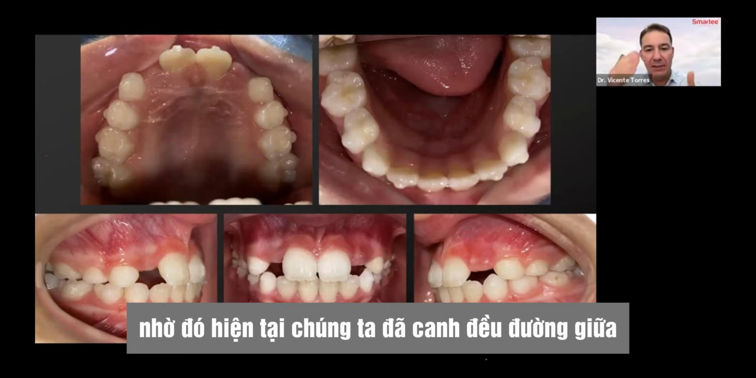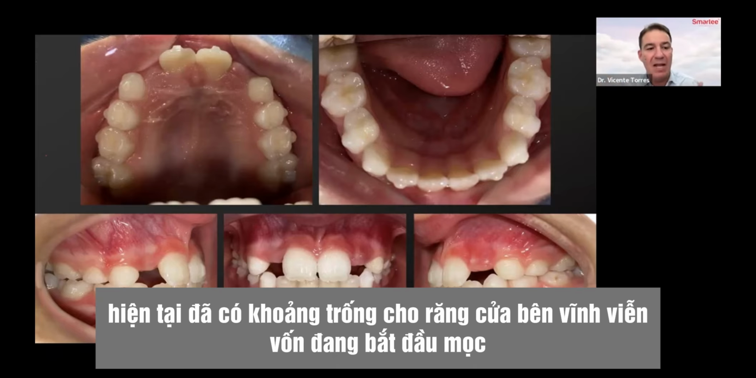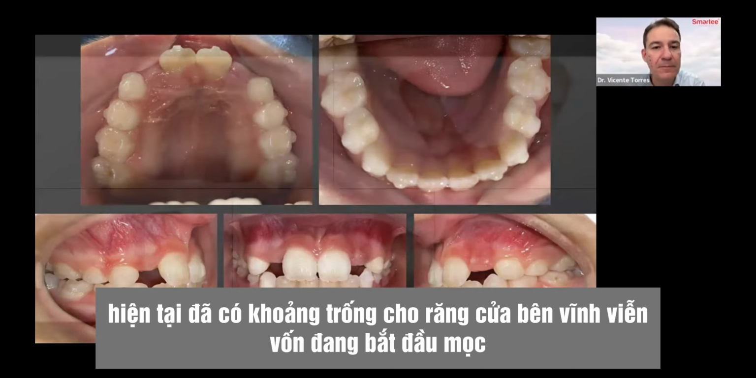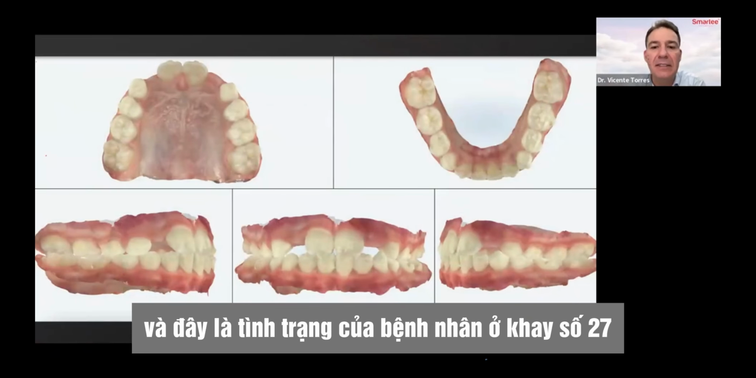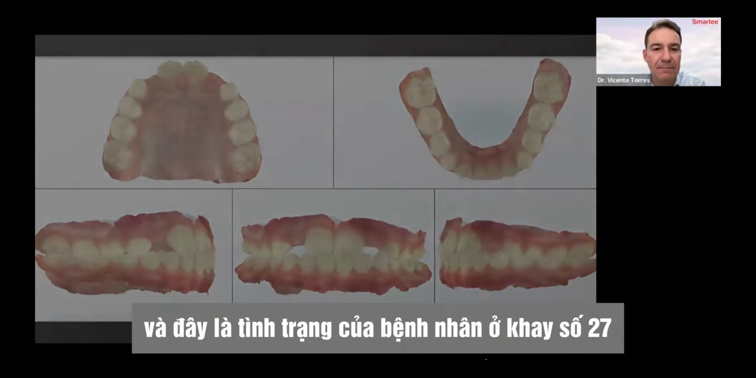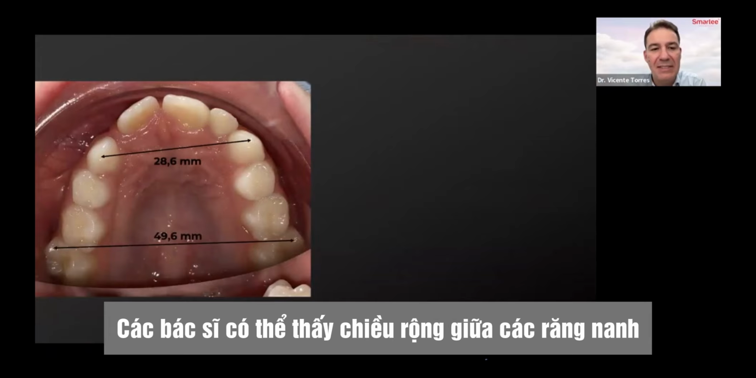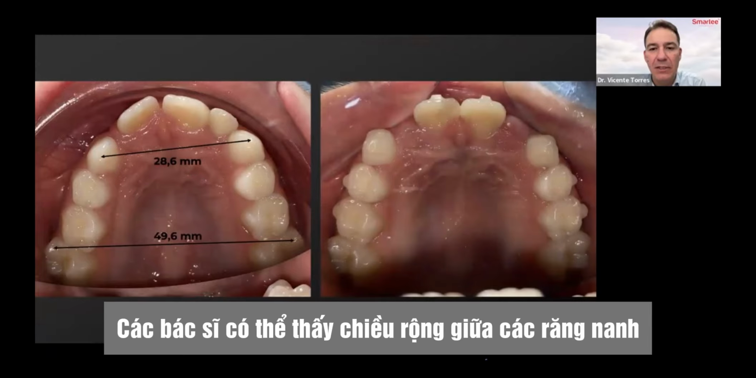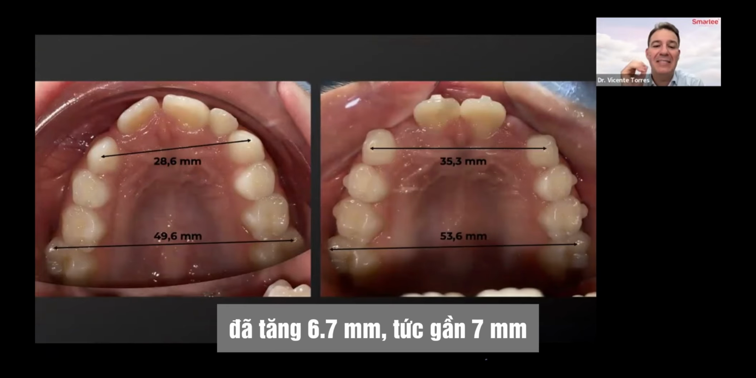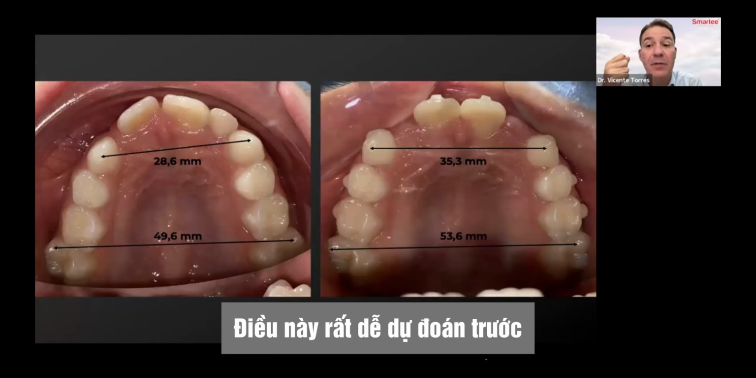Right now the midline is centered. We have space for the permanent lateral incisor, which is starting to erupt. And here is the scan of the patient at aligner 27. And what happened with the intercanine width and the intermolar width? You can see the intercanine width increased 6.7 millimeters, so nearly 7 millimeters. And this is very predictable.